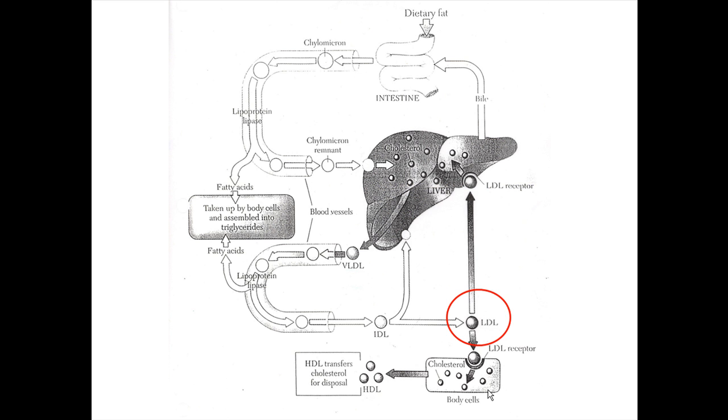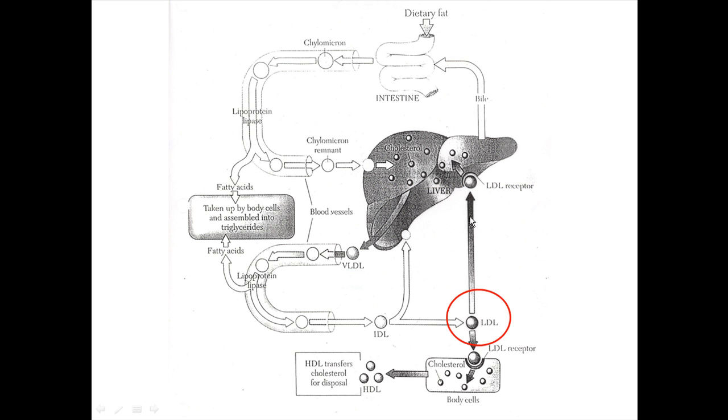Okay, so as you see, the IDLs become LDLs, and then the LDL's job is to transport cholesterol to our body cells. So our bodies need cholesterol. If you've taken biology, you know that animal cells have cholesterol in the plasma membrane. Well, where do they get that cholesterol? They get it from the LDLs.